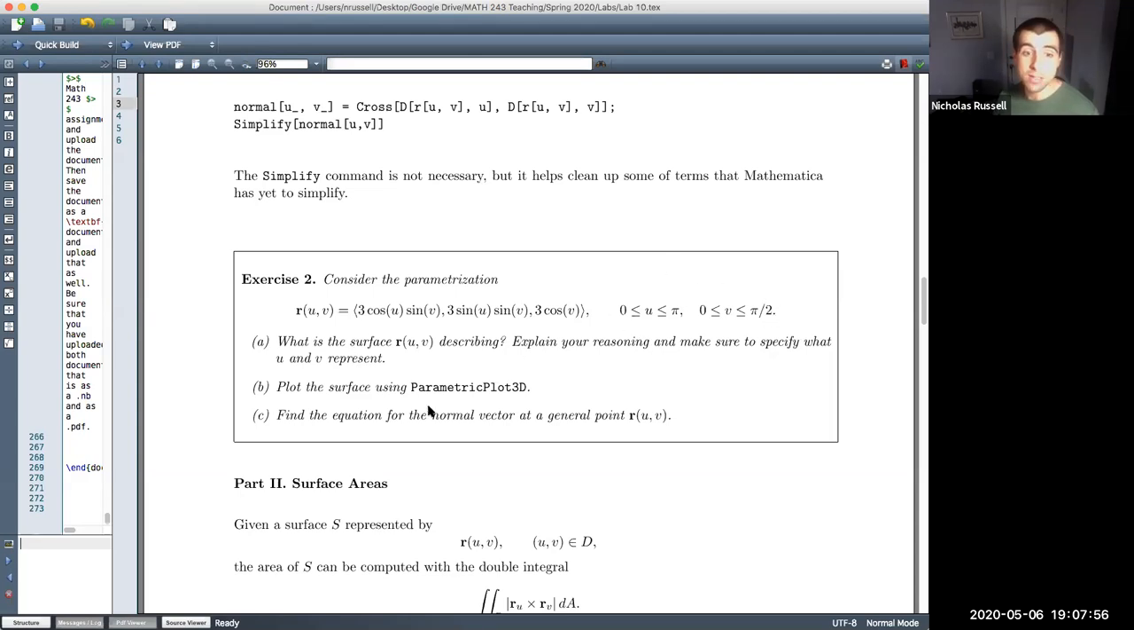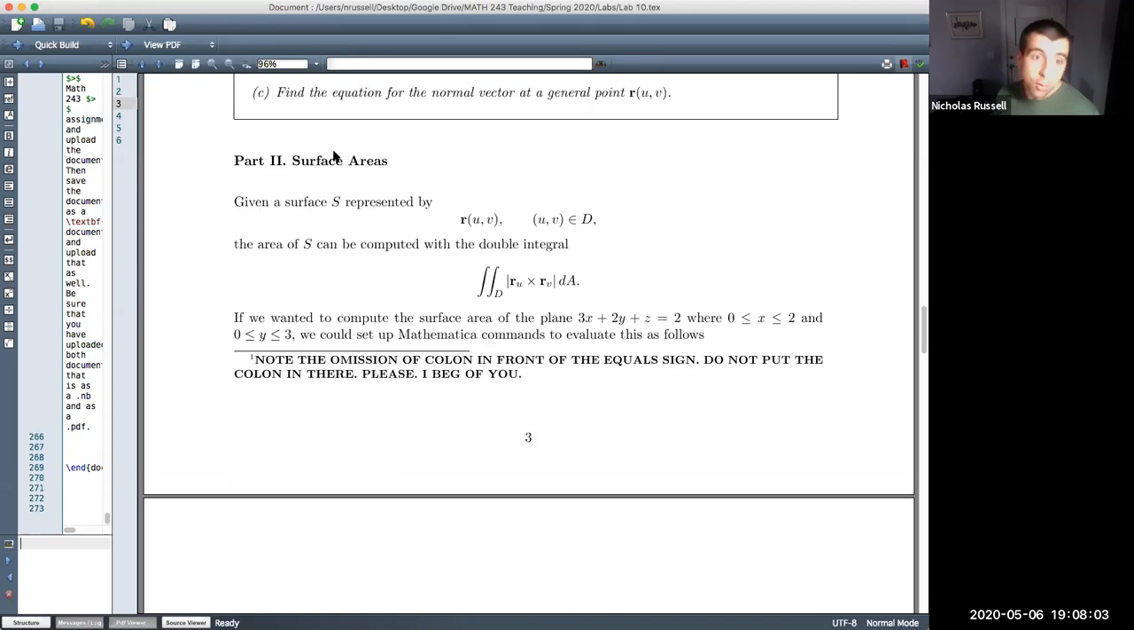This should be just a comment. So don't plot it and then do that. Try to do A before B and then go back and see why you could do it. Then we're going to come up with surface areas.